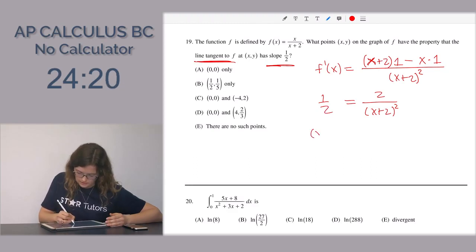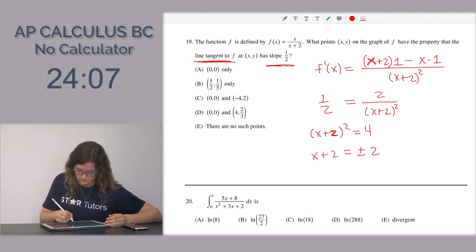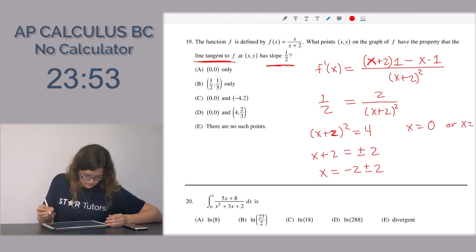Cross multiply, I get x plus 2 squared equals 4. Okay, so I need x plus 2 squared to be 4, so I need x plus 2 to be equal to plus or minus 2. Careful when you take the square root there. x has got to be negative 2 plus or minus 2. So that means x is either negative 2 plus 2, 0, or negative 2 minus 2, negative 4.